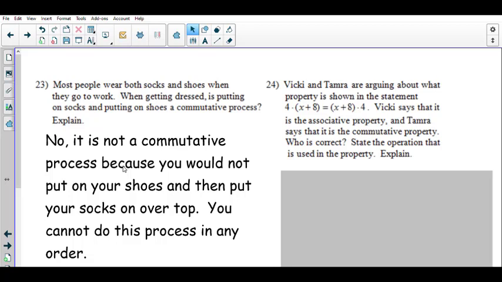Vicky and Tamara are arguing about what property is shown in the statement 4 times, in parentheses, x plus 8 equals x plus 8 in parentheses times 4.